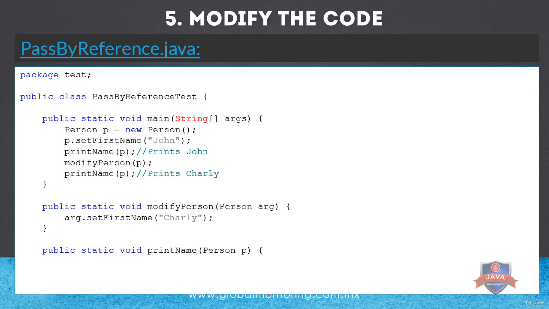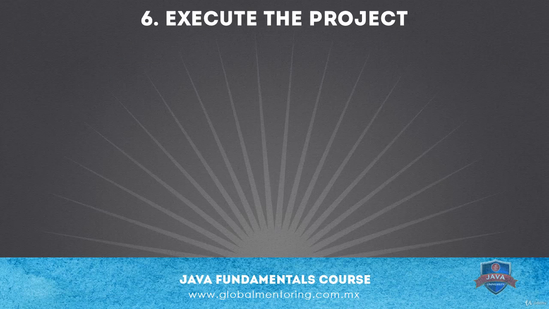And finally we create the printName method. We receive the variable P, and we access getFirstName, and we print the received value. So this is all for the Pass by Reference Test class. But as we can see, we are passing the reference. That's why we are checking the Pass by Reference topic. So when we are working with objects, we can modify the objects in other methods because we're passing the reference of the object.